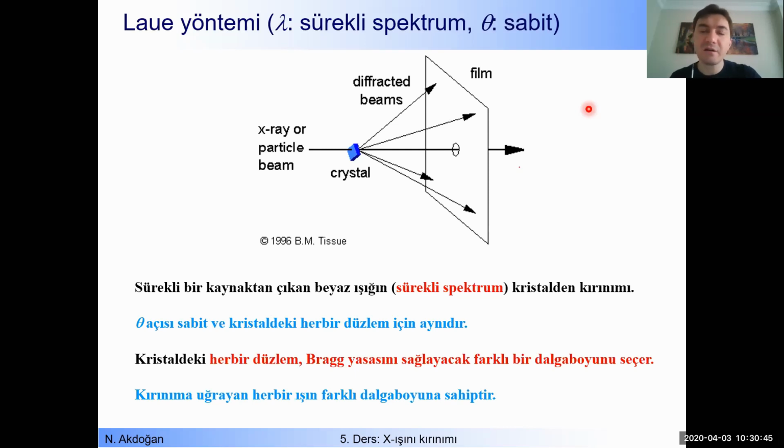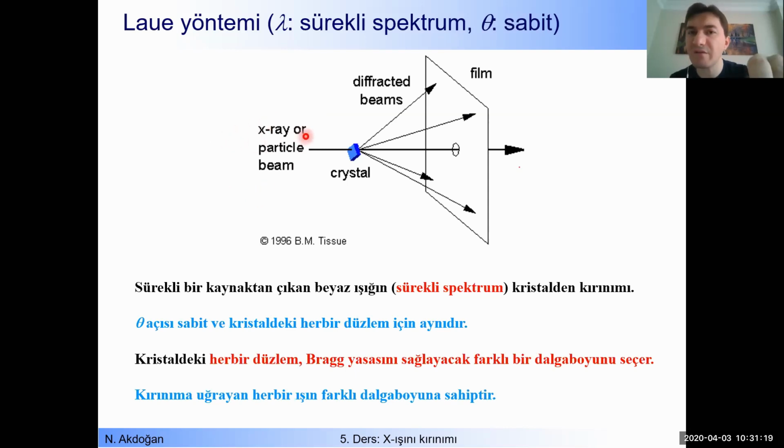So here, there are different methods. First of all, let me show you Laue method. You remember the Laue, okay? We started with the proposal of von Laue, who predicted X-ray diffraction from the crystals. So in Laue method, we use continuous spectrum. What was the meaning of continuous spectrum? Continuous spectrum means that X-ray source contains many wavelengths. It is not monochromatic X-ray source, okay?